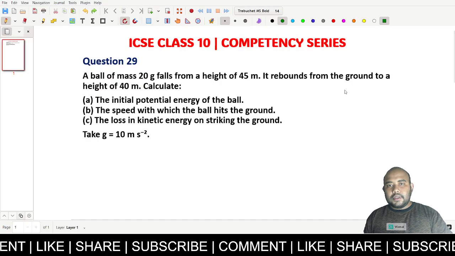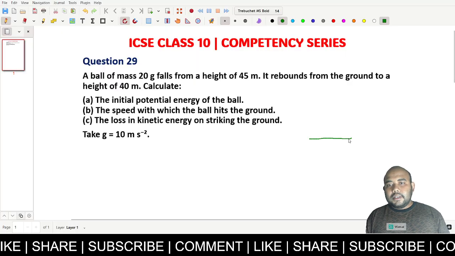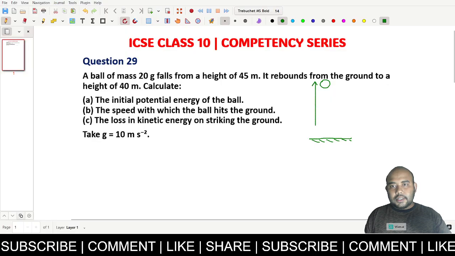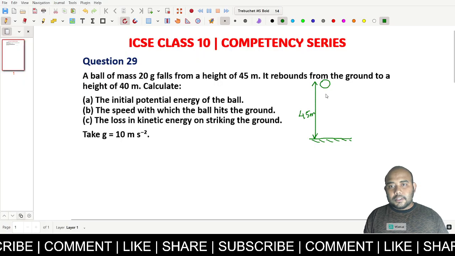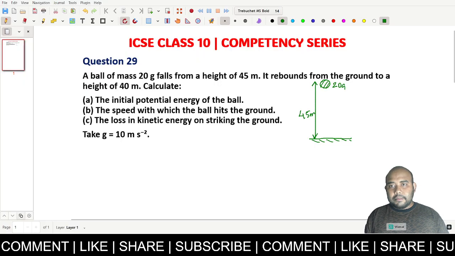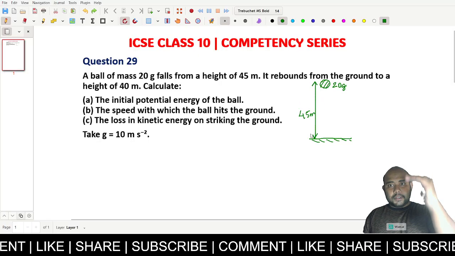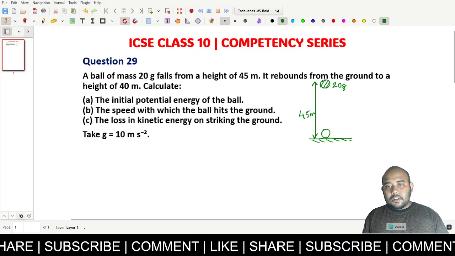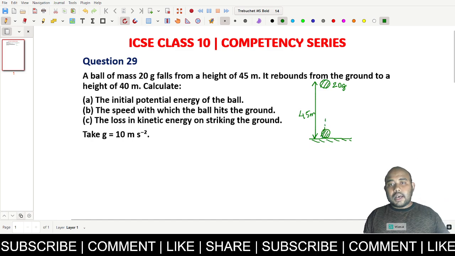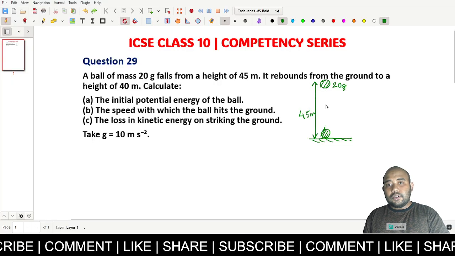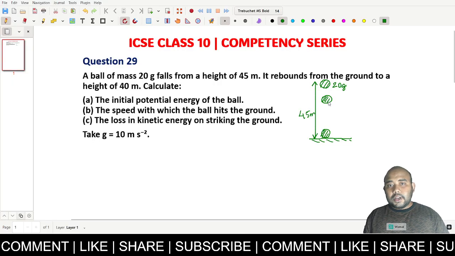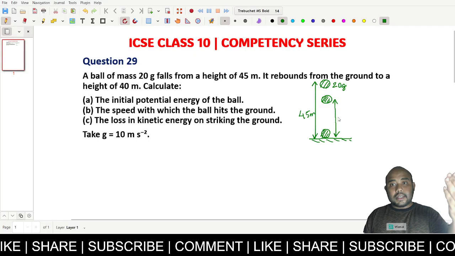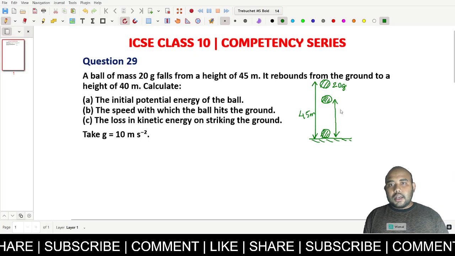40 meter. That means, let us draw the diagram. So this is the ground, right? And if the ball is here, at the highest point, that height is given, 45 meter. So this is the ball whose mass is 20 gram. It is falling from which height? 45 meter. Now when it falls down and hits the ground, after hitting it rebounds. It goes up to which height? It has told it goes up to 40 meter height. So the rebound height is the height that the ball reaches after the rebound has happened.